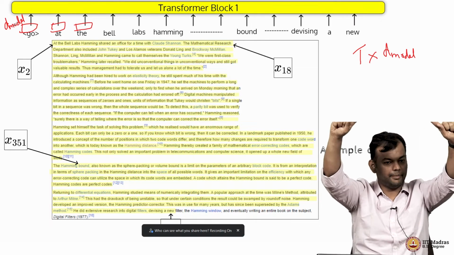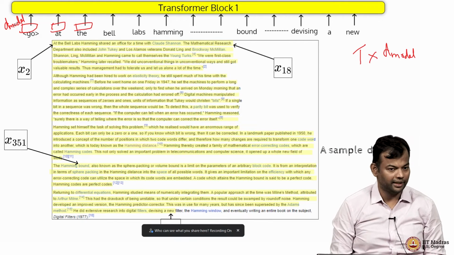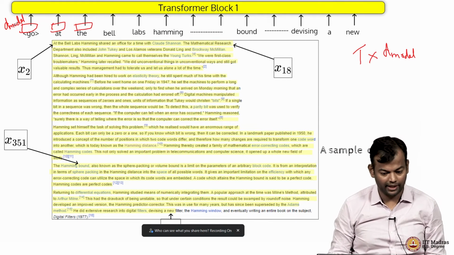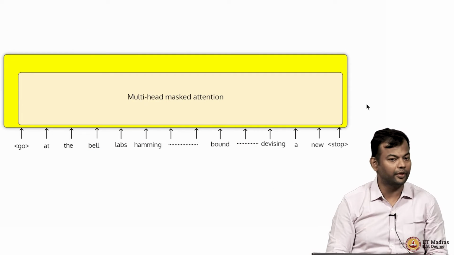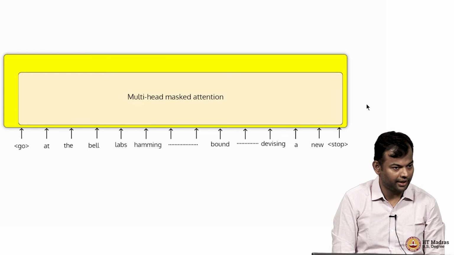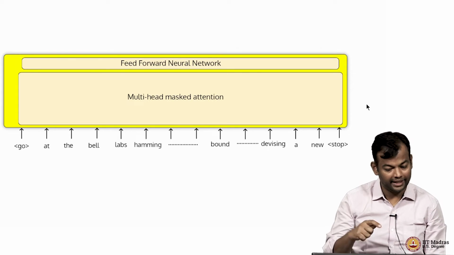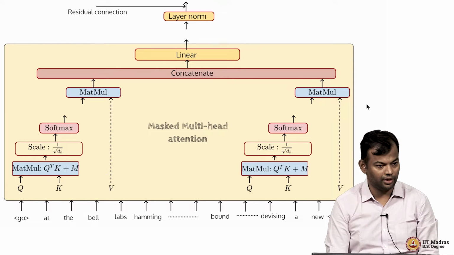All the computations are happening in parallel with the mask applied, and then I finally compute the probabilities at the end. So let's look at the entire thing. This is my 512 tokens. They will go to this first transformer block's masked multi-head attention. So what does that mean? And then they will go to the feed forward network. So this is what the multi-head masked attention looks like.